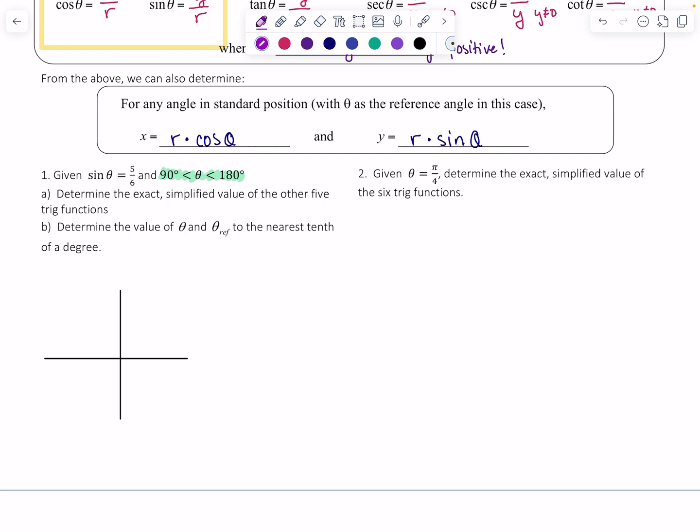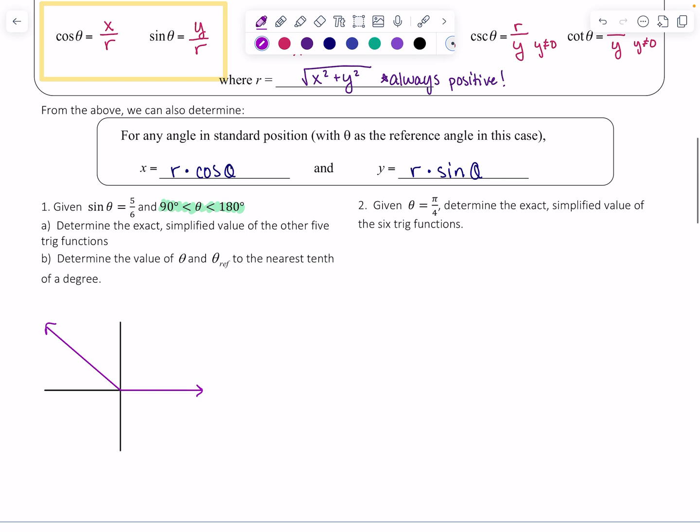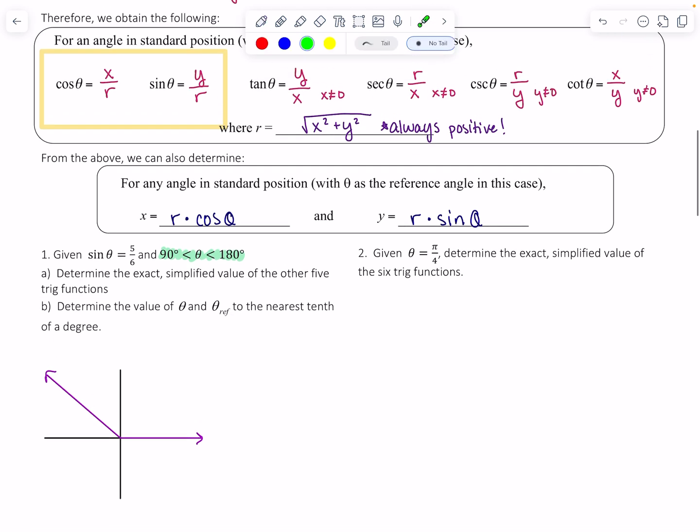Okay, so sketches are going to be your friend. Now, we know we're working in standard position, so I'm going to start here, but we know we're between 90 and 180 degrees. So I'm going to bring out my terminal ray over on this side. All right, so if sine of theta is equal to 5 over 6, we know from what we figured out before that 5 is going to be our y value and 6 is going to be our radius value.